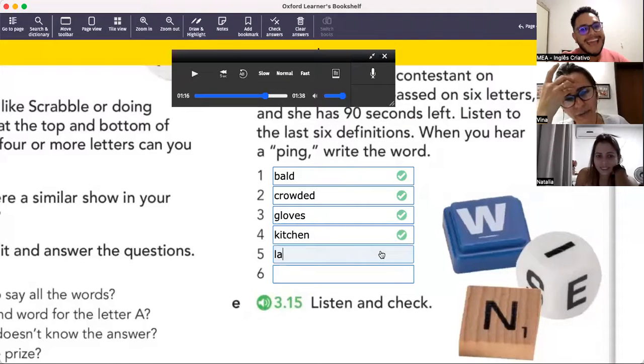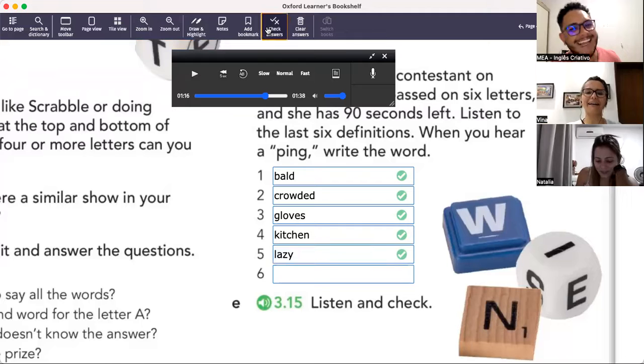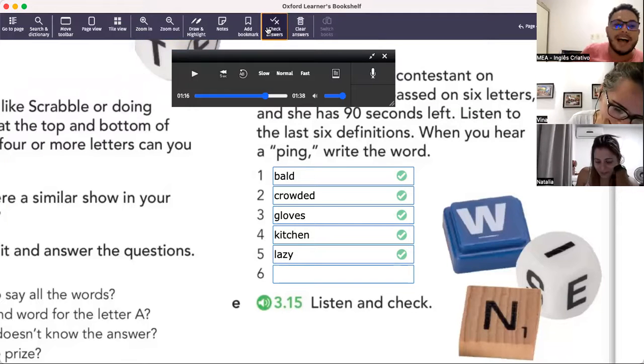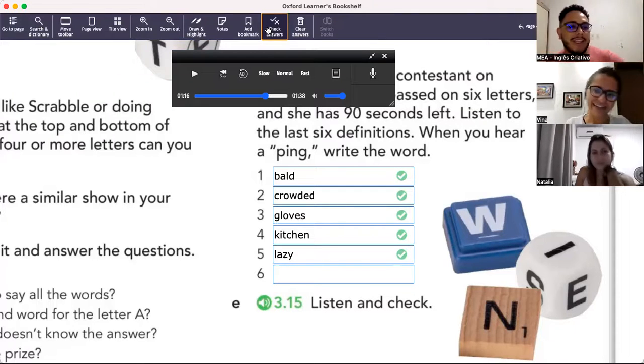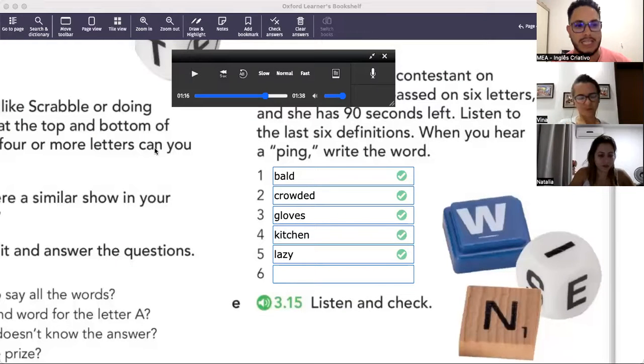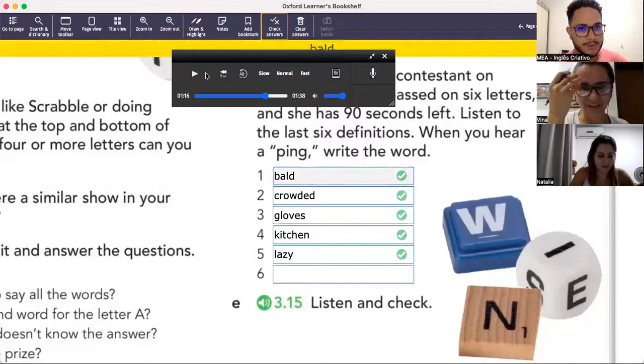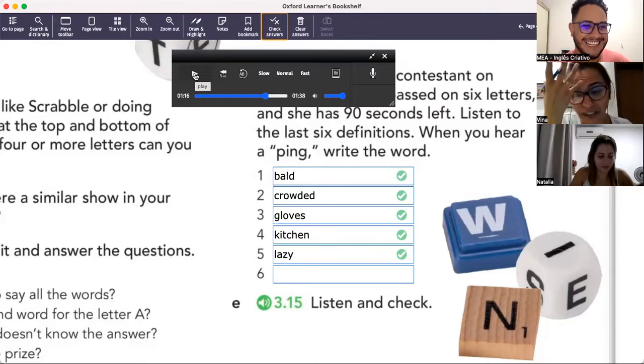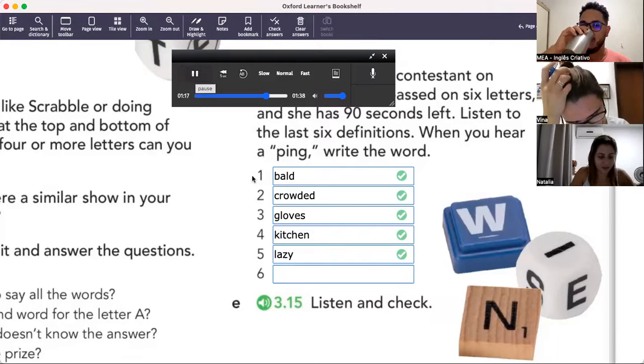Lazy? Lazy, yes. Ainda bem, lazy. A person who doesn't like working or studying. Yes, lazy. Not vagabundo, ok? Preguiçoso. Então, eu sei que é preguiçoso, agora como é em inglês? Aí eu tava, lazy, yes. Ok.